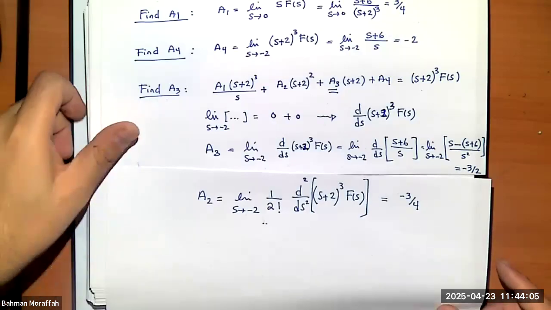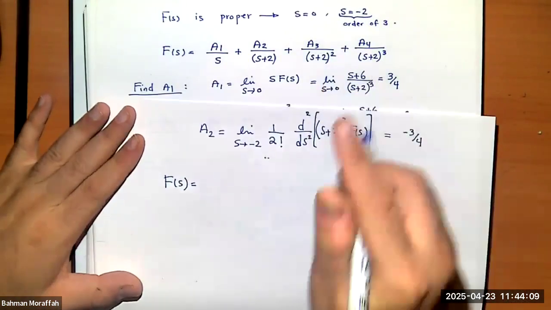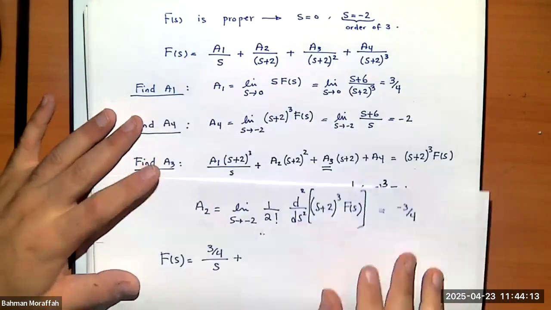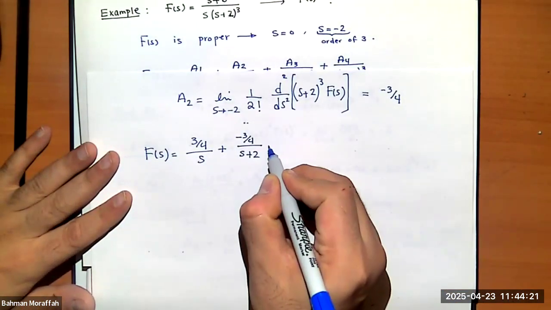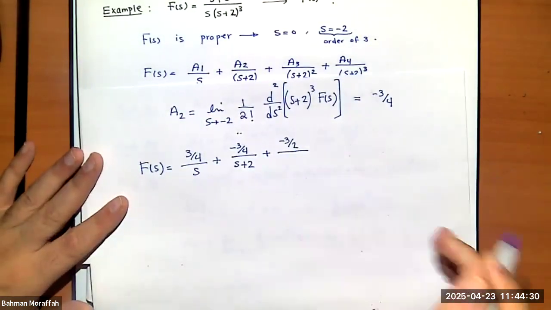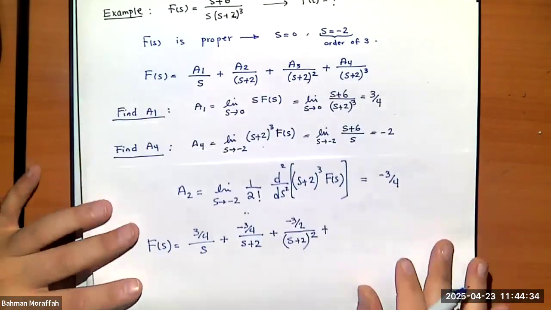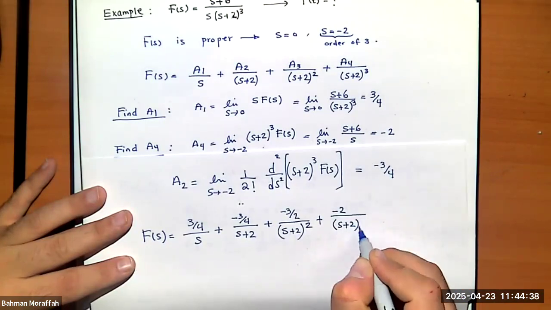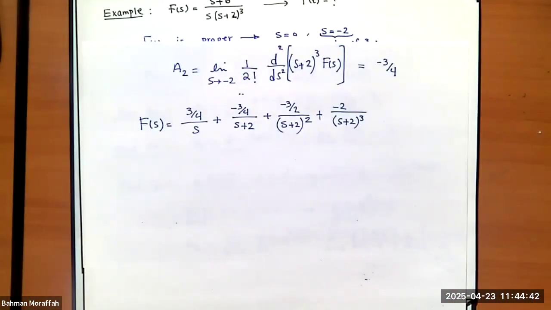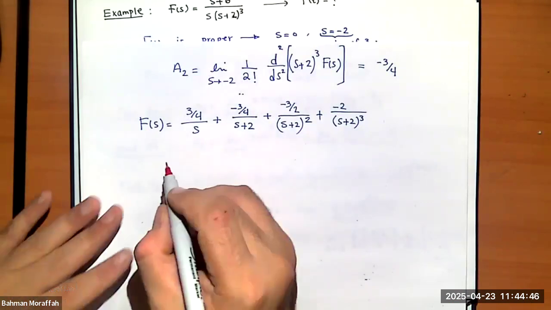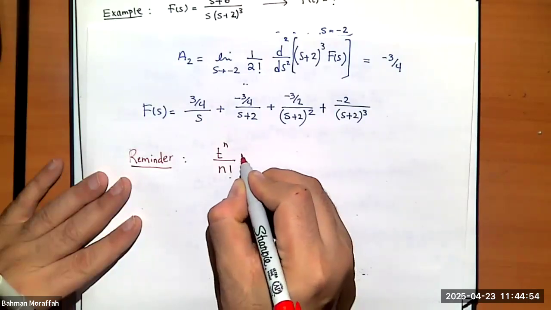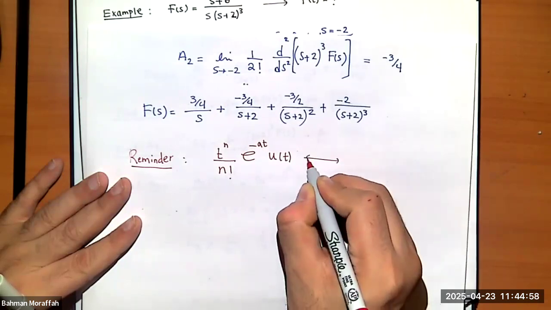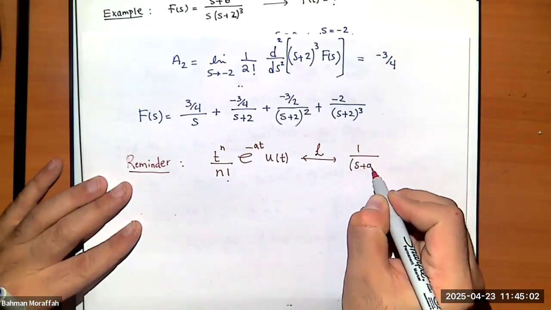Now I have this function f(s). f(s) is A1, which is 3/4, over s, plus A2, which we found to be 3/4, over s plus 2, plus A3, which we found to be -3/2, over (s+2) squared, plus A4, which is -2, over (s+2) cubed. Looking at the table, e^(-at) times t^n over n factorial has the Laplace transform 1 over (s+a)^(n+1).